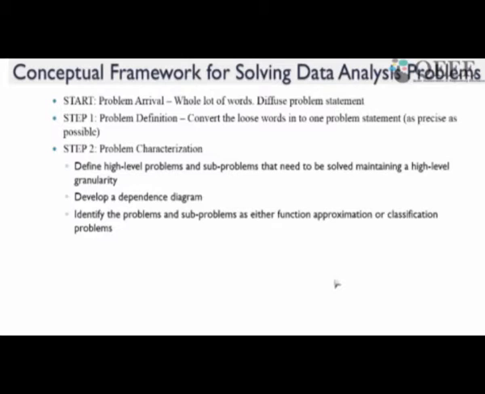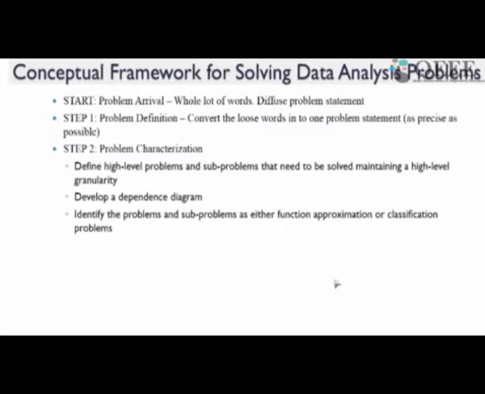The second step is problem characterization. What we mean by problem characterization is, how do you go about solving the problem that is defined in step 1? What are the steps, what are the high-level problems you are going to solve, what are the sub-problems within each of those high-level problems, and what is the granularity you want to maintain in solving them? And we make a dependence diagram. Let's say we solve the first problem and then move ahead.